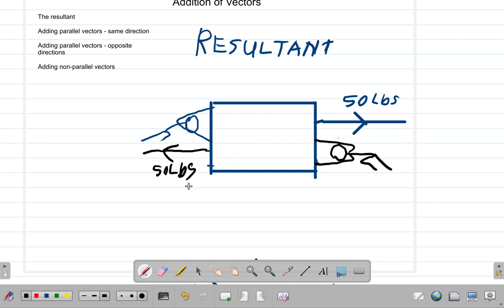I sometimes use Newton because that is the SI unit you use in physics. But I'm going to use pounds in this diagram. I'm going to continue using pounds. 50 pounds acting to the right and 50 pounds acting to the left.